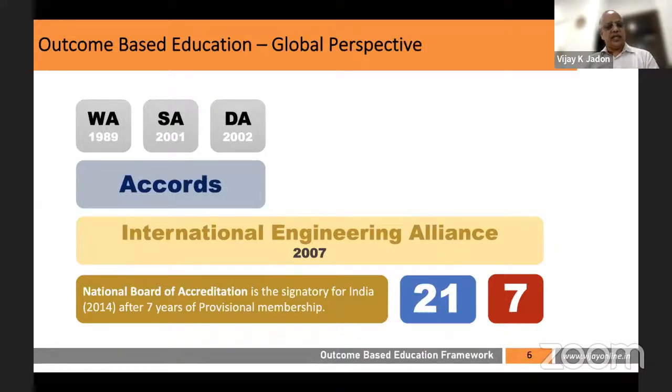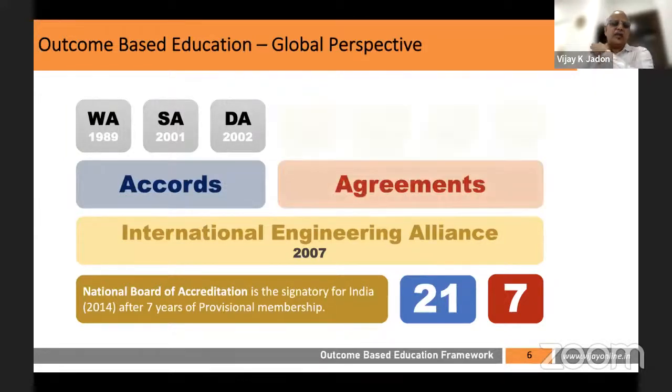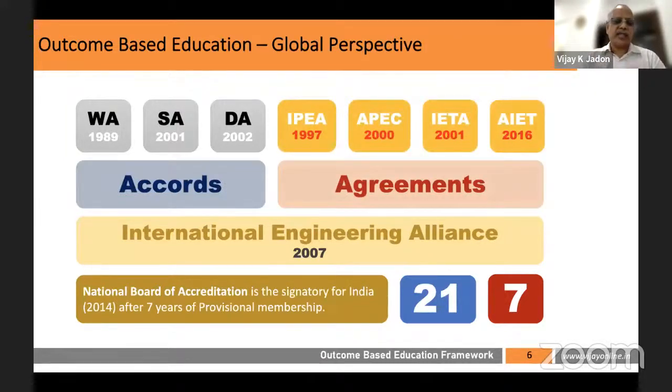The Sydney Accord is a similar kind of accord, for the technologists, meaning the diploma holders. A similar type of accord happened in 2002, named the Dublin Accord. It was for the ITI holders, whom we call technicians. Then there are a few more agreements related to the professional engineer. Washington Accord, Sydney Accord, and Dublin Accord are related to the education system.